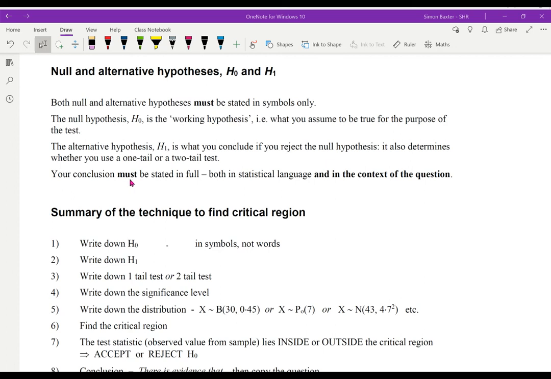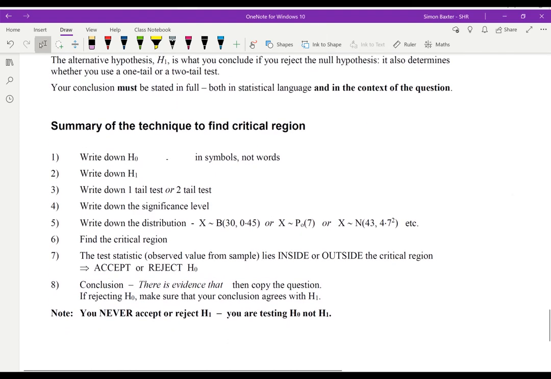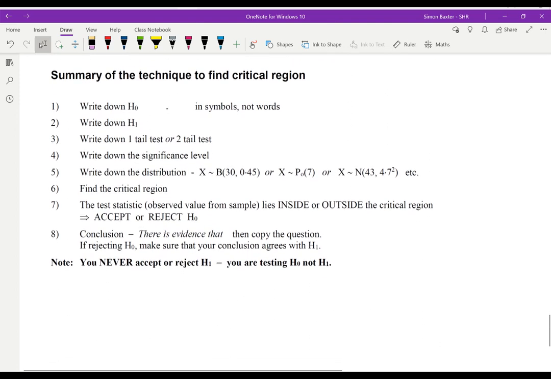This piece is important. Your conclusion must be stated in full, both in statistical language, reject H0 or whatever it might be, and basically copy out the question. You must be in full context of the question. So what we have to do is write down H0 in symbols, not in words. Write down H1. Write down, are we doing a one-tail or a two-tail test? Write down the significance level.